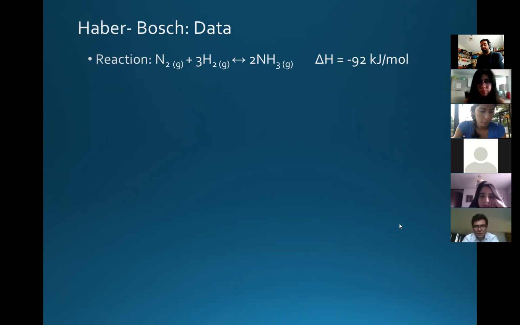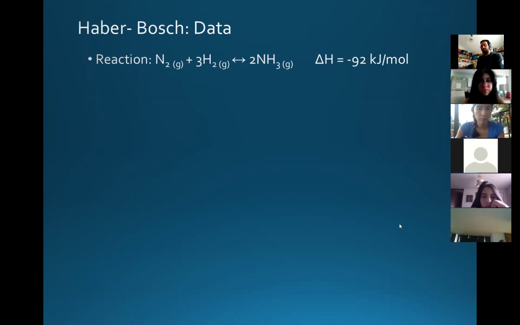Okay, so I gave you a couple of things about the Haber-Bosch process, that is to make fertilizers, to make ammonia, NH3. So the reaction is molecular nitrogen plus 3 molecules of hydrogen gives you 2 molecules of ammonia, right? And that one is an exothermic reaction with minus 92 kilojoules per mole. Okay, so that is the first part.